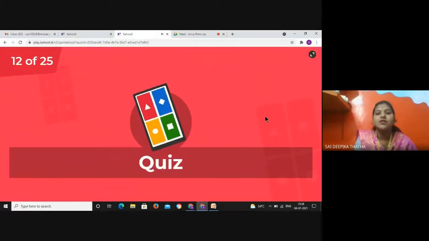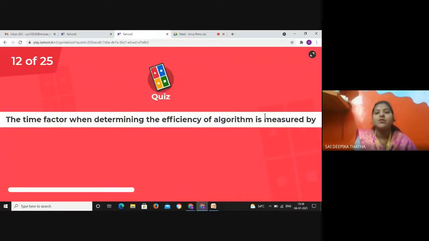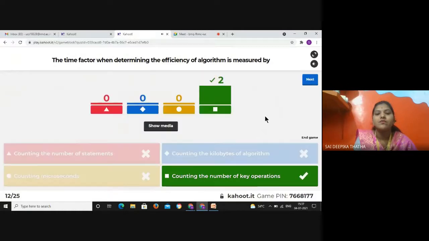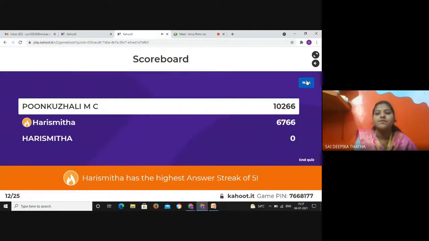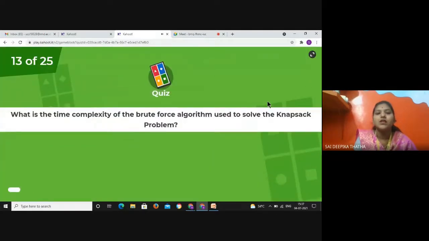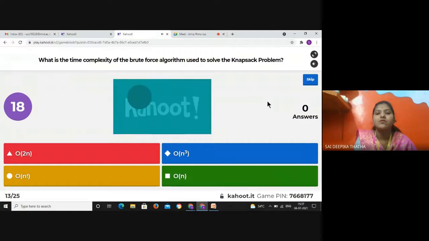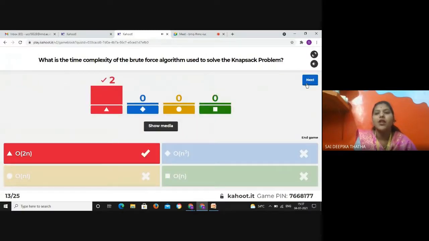Next. The time factor when determining the efficiency of algorithm is measured by. It's going to be counting the number of key operations. What is the time complexity of the brute force algorithm used to solve the knapsack problem? It's going to be big O of 2^n. Good.